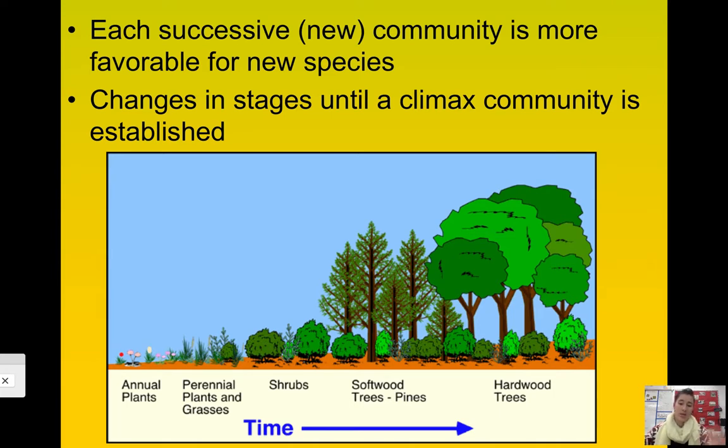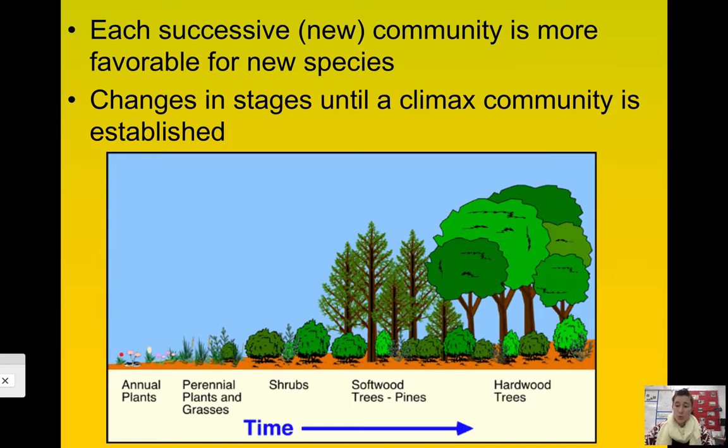If you look here to the left of your screen, you see annual plants. That's going to be more favorable for organisms like butterflies, hummingbirds, bees, mice, birds of prey that like to eat mice and can see them better, maybe badgers, anything that's adapted to low, herbaceous plants that don't grow very tall.